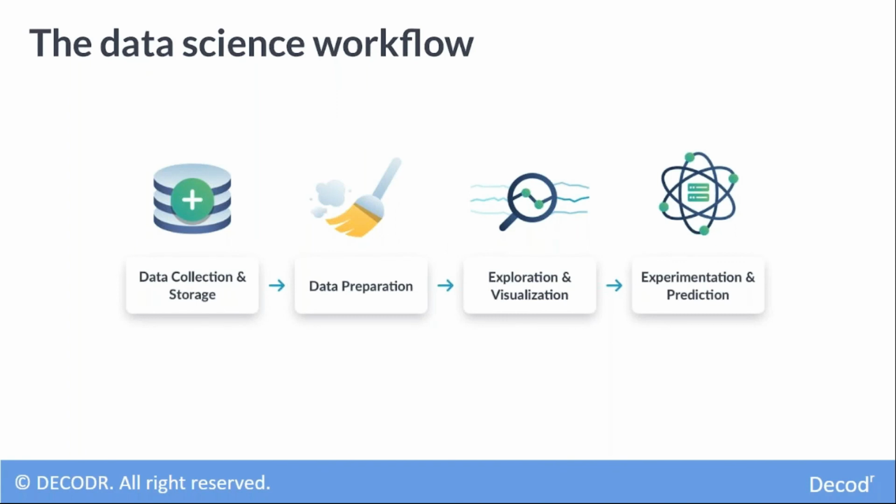Finally, we run experiments and predictions on the data. For example, this could involve building a system that forecasts temperature changes or performing a test to find which web page acquires more customers. Next, you know why data science is important and the first four steps in the data science workflow.